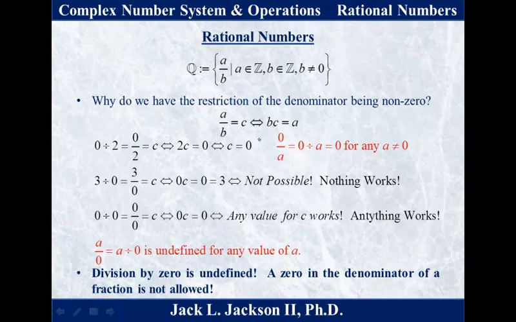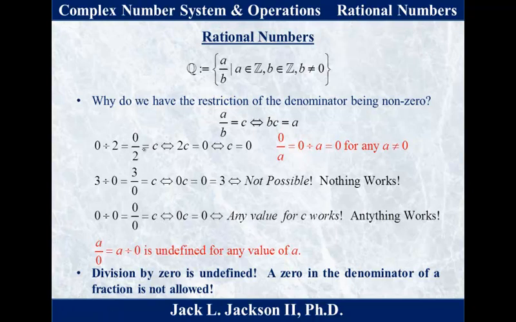Well, let's consider a couple of examples here. What if we had a zero on the top? So for example, 0 divided by 2. 0 divided by 2, or 0 over 2, is a fraction. Well, if that's c, then the 2 times c has to be 0. Well, as we discussed with the zero property of multiplication, the only possible answer for this is c is 0. So 0 divided by 2 has one and only one possible answer, that is 0.